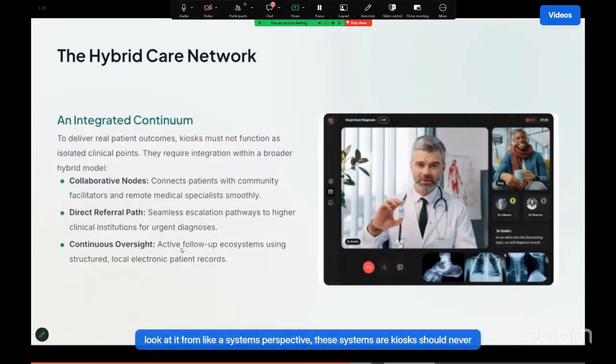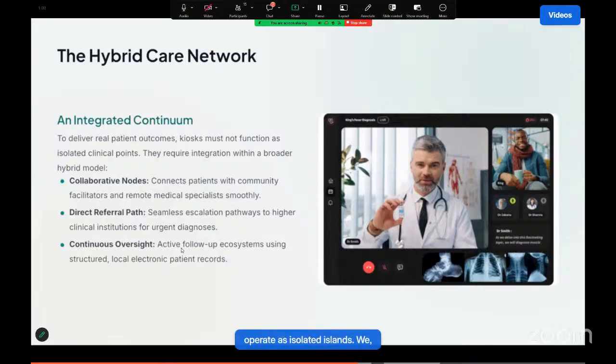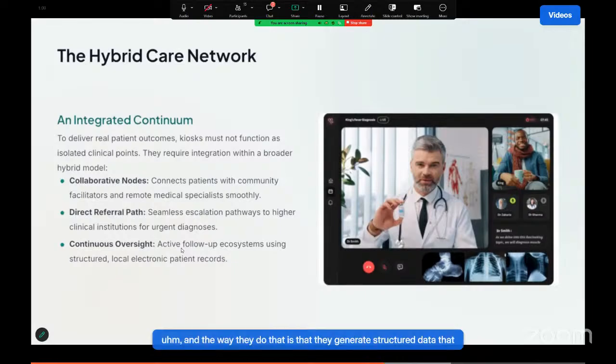When we look at it from a systems perspective, these kiosks should never operate as isolated islands. They basically serve as powerful nodes within a broader hybrid care network. So they facilitate early detection that is typically not really there in rural settings.